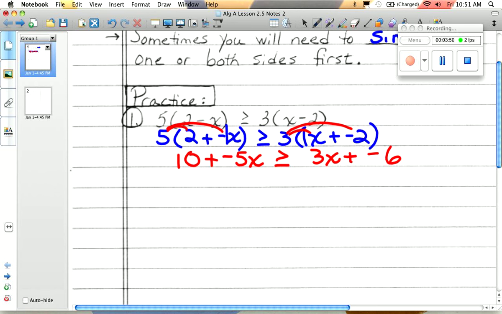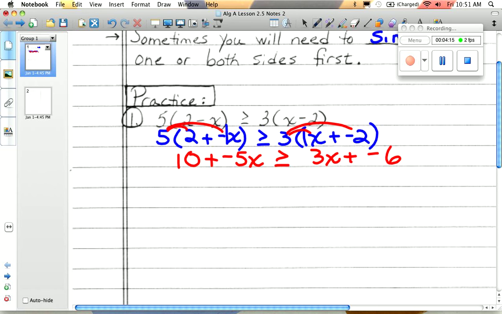Yeah, if there's like terms on the same side, if we look to see if we can put some things together. So are 10 and negative 5x, are they like terms? No, they can't be put together. How about that 3x and that negative 6? Are they like terms? No, they can't be put together. So now we could say we are ready to solve. Now we're ready to do the same thing to both sides of the inequality.